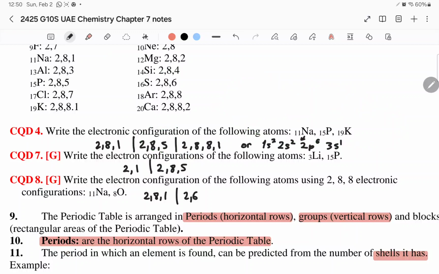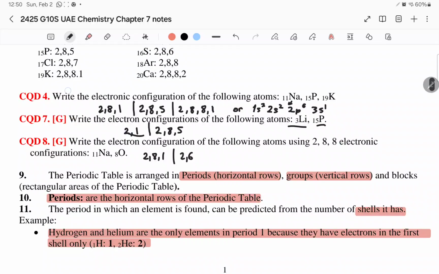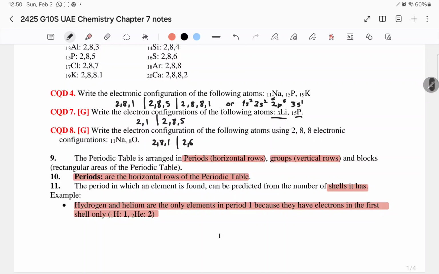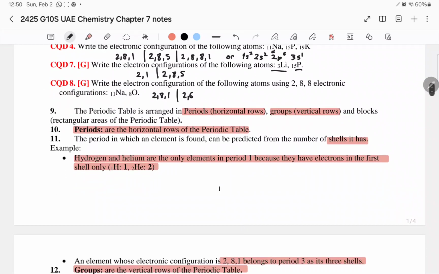Now, for the next thing, it's the exact same thing, right? Electronic configurations of Li3 and P15. P15, I did it already above. It's the exact same thing. For question 8, exact same thing, except here they told us to use the 2, 8, 8 configuration. So you have to write it in this way. If they don't mention how to write it, write it in this way, please, because the other way is almost guaranteed to get you a mistake, especially when we don't have time.